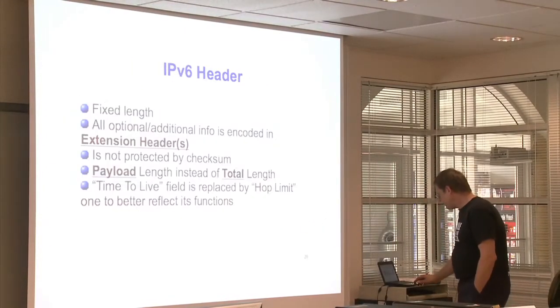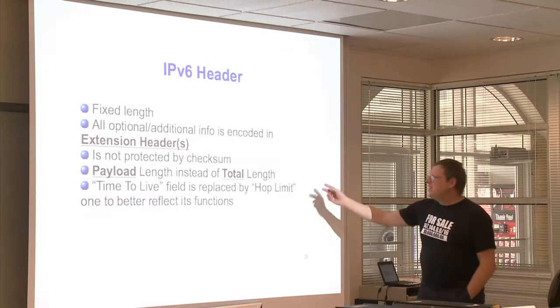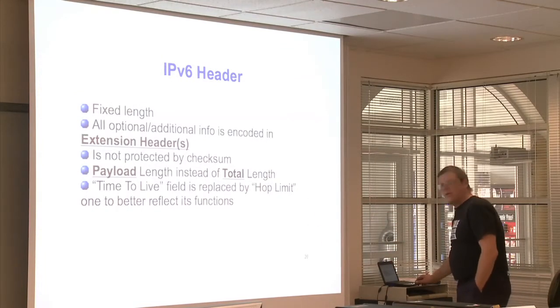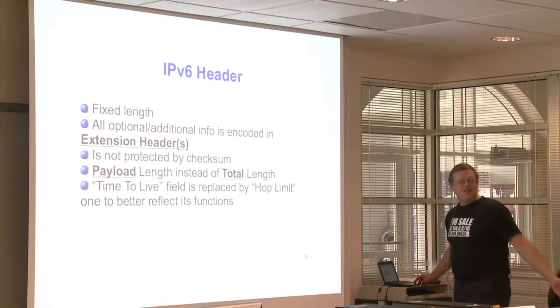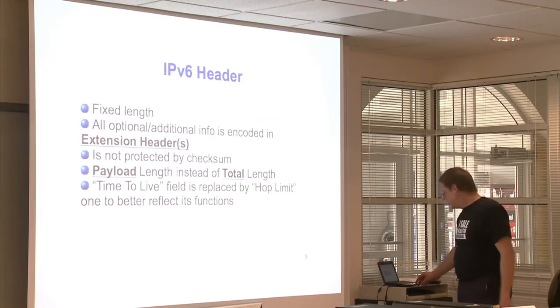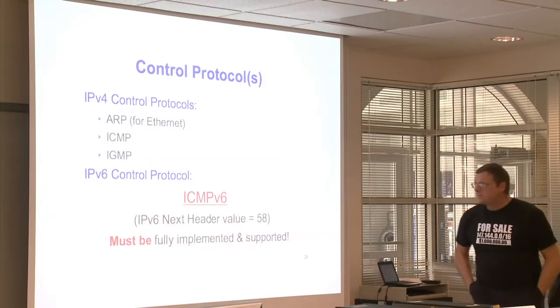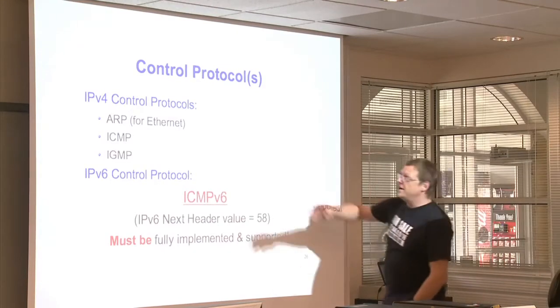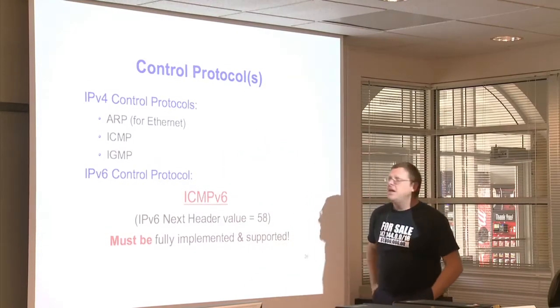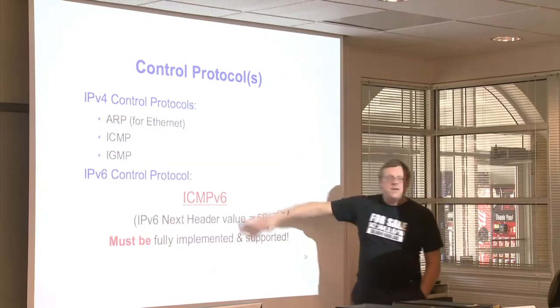All right. You have payload length, and like I say, hop limit is a better description of what TTL really is. It really has nothing to do with time anyway. It was just a misnomer. These are all gone. ARP, ICMP, and IGMP all rolled into ICMP version 6.